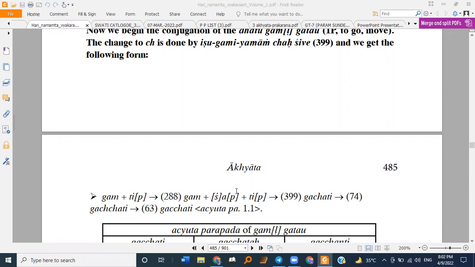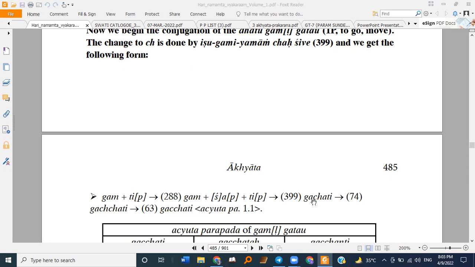And then we had a sutra, Ishnu gami yamam cha shive. That when a shiva pratyaya is following, like shab is a shiva pratyaya, the last varna of these three dhatus, Ishu dhatu, Gam dhatu, and Yam dhatu, changes to Cha Rama. So the Ma of Gam changes to Cha Rama. So we get Gachati.